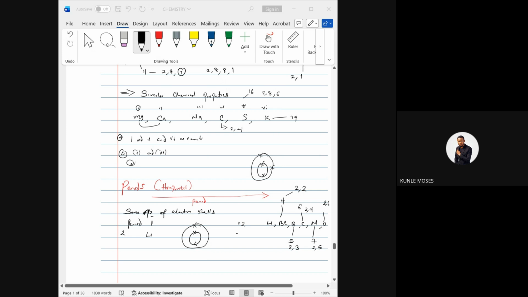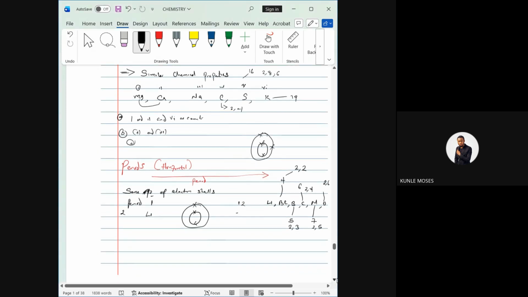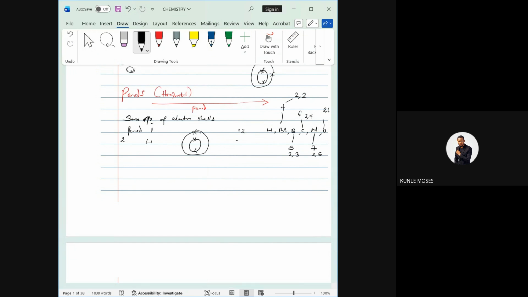Now I was telling you that groups have the same number of valence electrons. When you check the periodic table, you will see that some elements are arranged vertically, while some are arranged horizontally. Horizontal is like your floor, what you are resting on now. Vertical is like your wall. So groups are vertical, while all periods are horizontal.